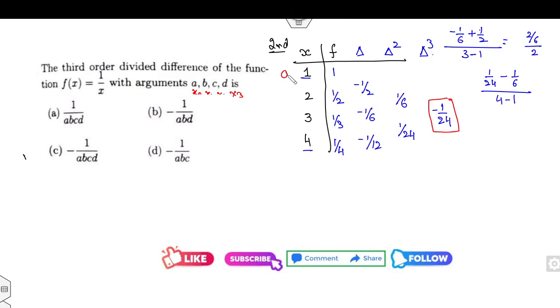Now look at the options. I have taken A is 1, B is 2. C, first of all, is a negative. So the first option is cancelled. A, B, D is 8. A, B, C is 6. A, B, C, D is 24. C is my right answer.